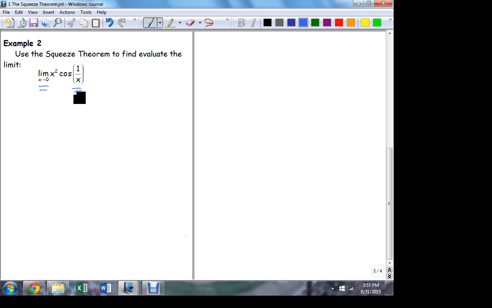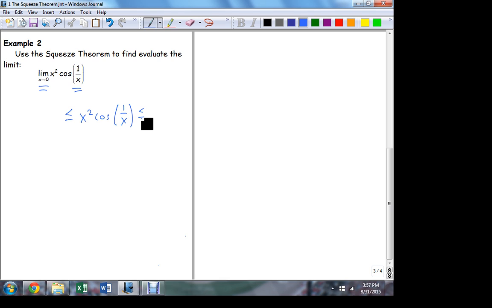How does the squeeze theorem come into play here? If I'm trying to find the limit of a function that's unknown, what I'm really trying to do is put that guy in between two functions whose limit I do know. So the question is, is there some way that I can locate this function that's based on the cosine operator between two other functions?